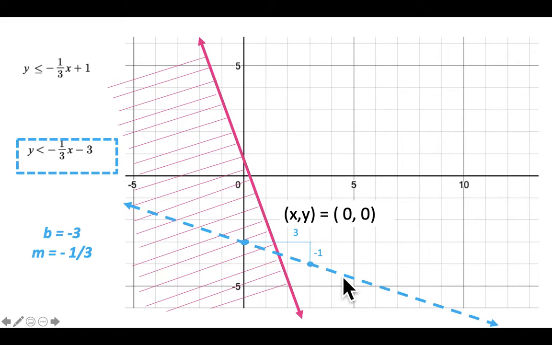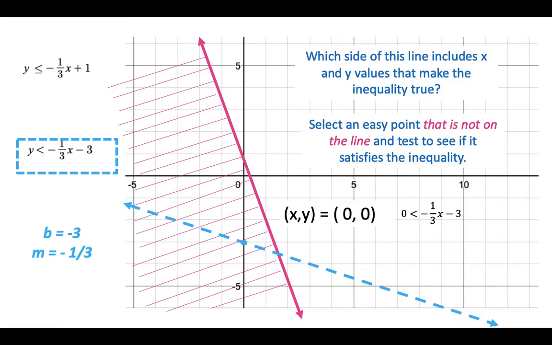Notice that this is a dotted line, not a solid line, because the inequality is simply a less than rather than a less than or equal to. So we want to communicate that the points along this line do not satisfy that inequality. The next thing we're going to do is go ahead and plot and test some points.